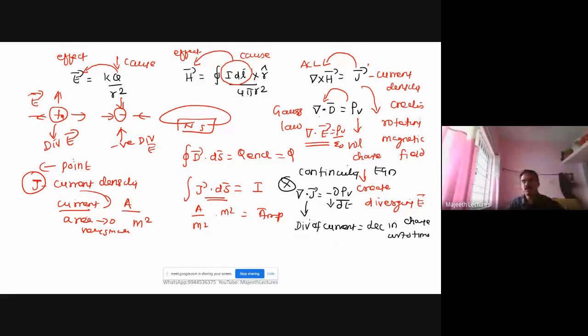How it has come is very, very important. Let us assume here we have one sphere, and there we have 5 or 6 charges. Divergence means spreading of current. So divergence of current means the spreading of current.